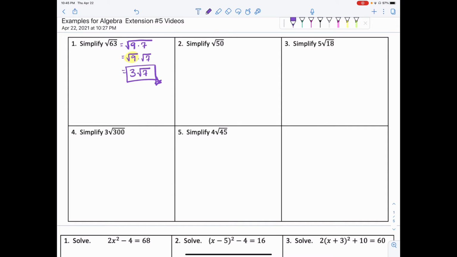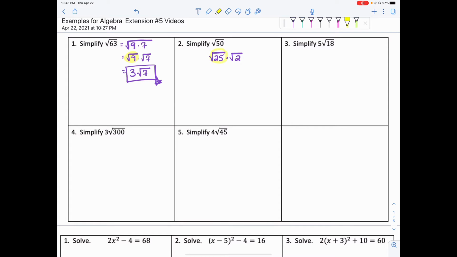So for example, on number 2, we have the square root of 50. So I'm thinking of a factor of 50 that is also a perfect square. So we could split 50 into 25 times 2. So I'm going to go ahead and split those into two different radicals. So the square root of 25 times the square root of 2 would be equal to the square root of 50. And then we're simplifying.